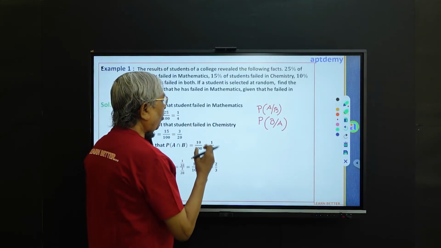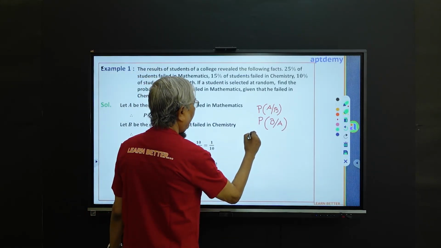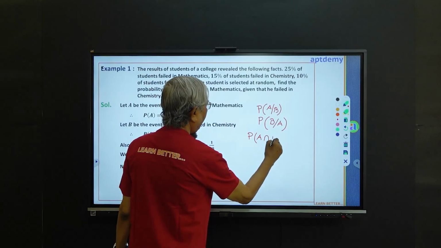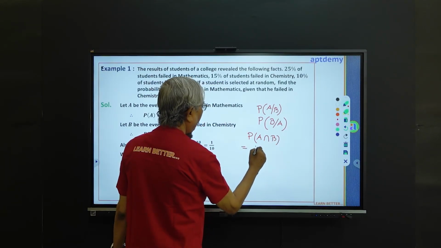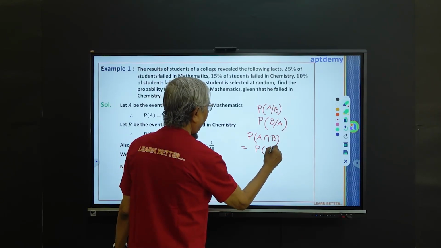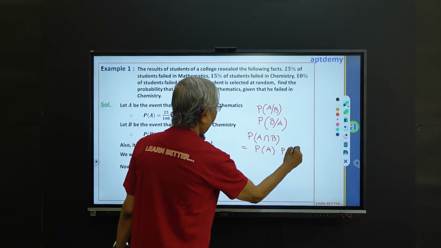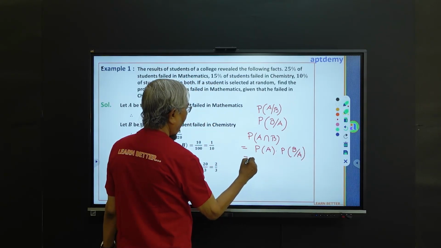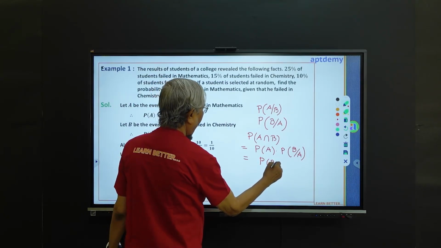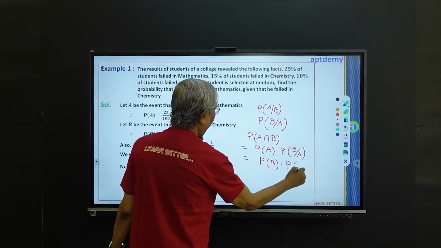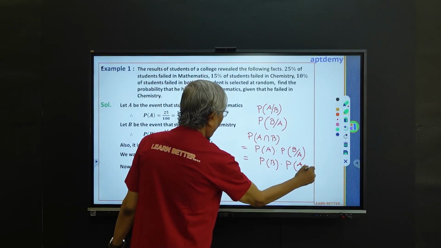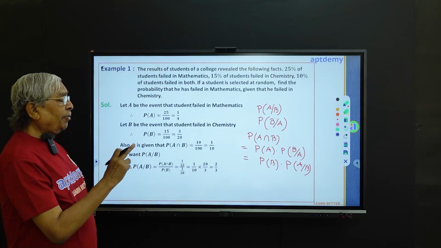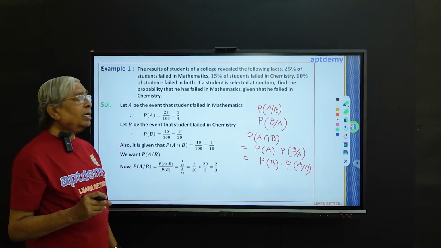Now we shall use the formula. The probability of A intersection B is equal to probability of A into probability of B by A, or in another form we can write it as probability of B into probability of A by B. And we know that probability of A intersection B is the probability of happening both the events A and B simultaneously.